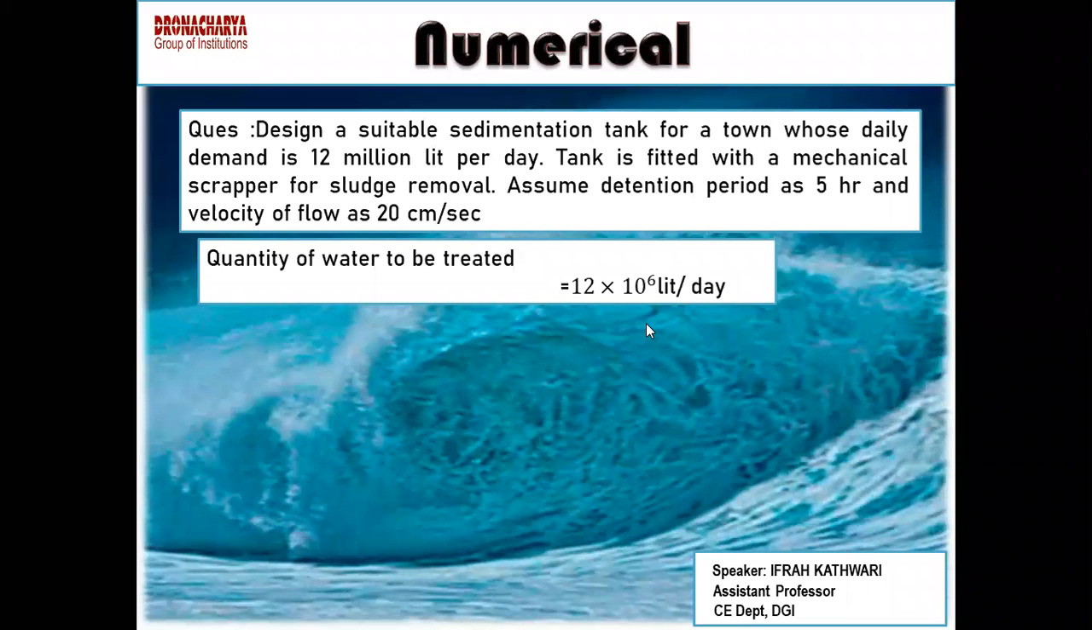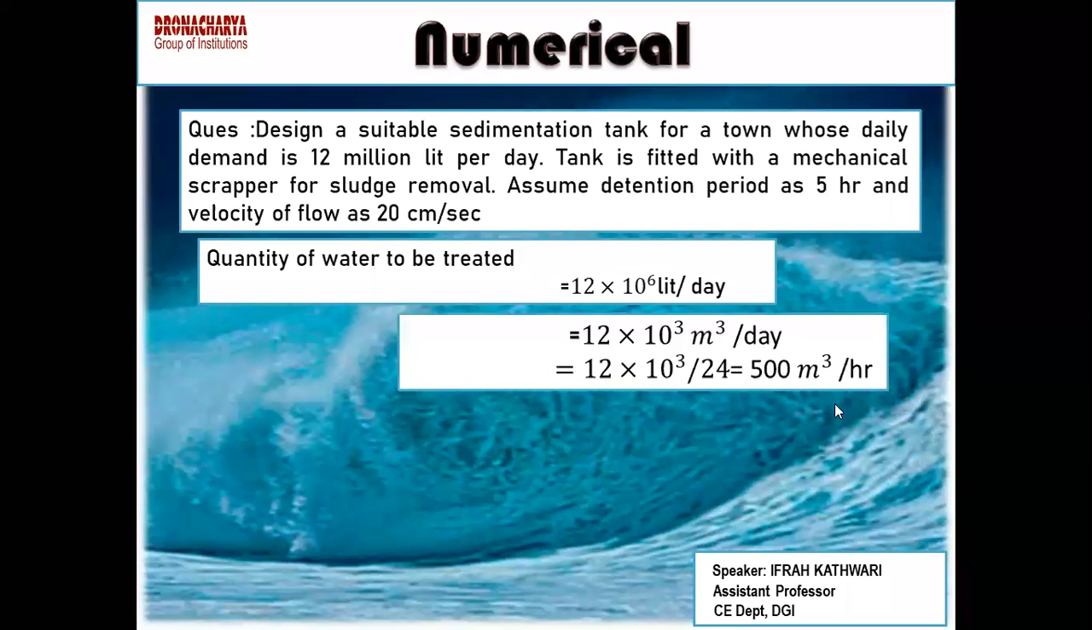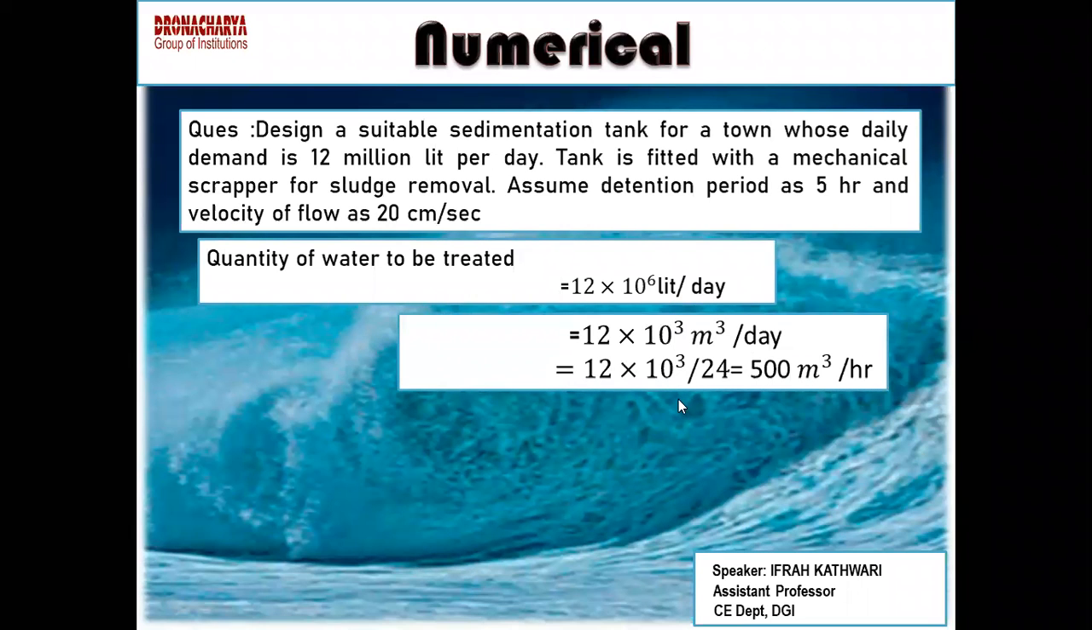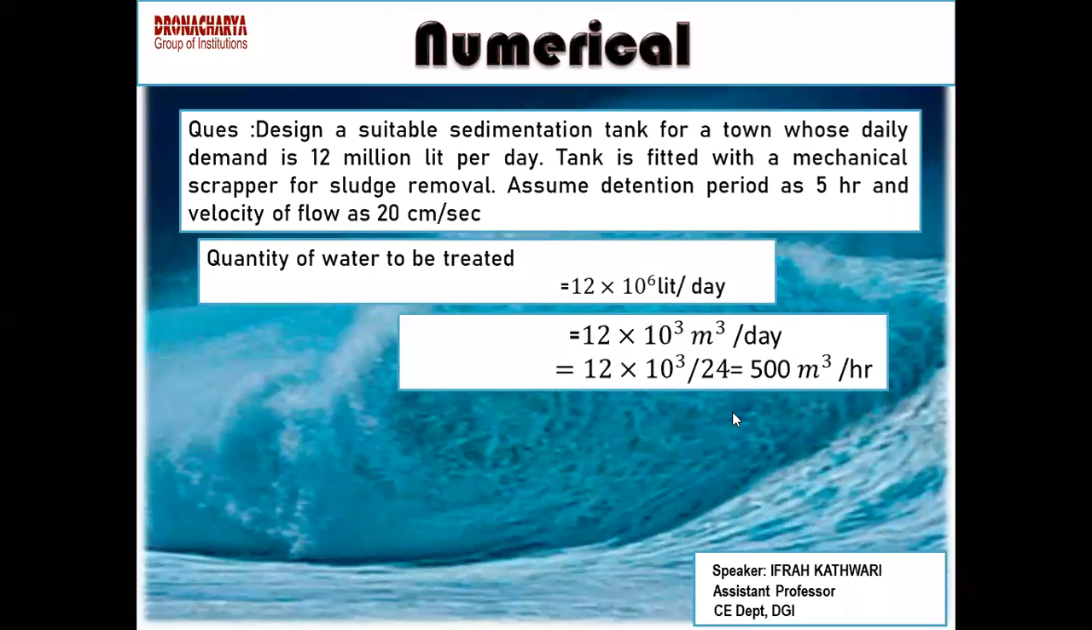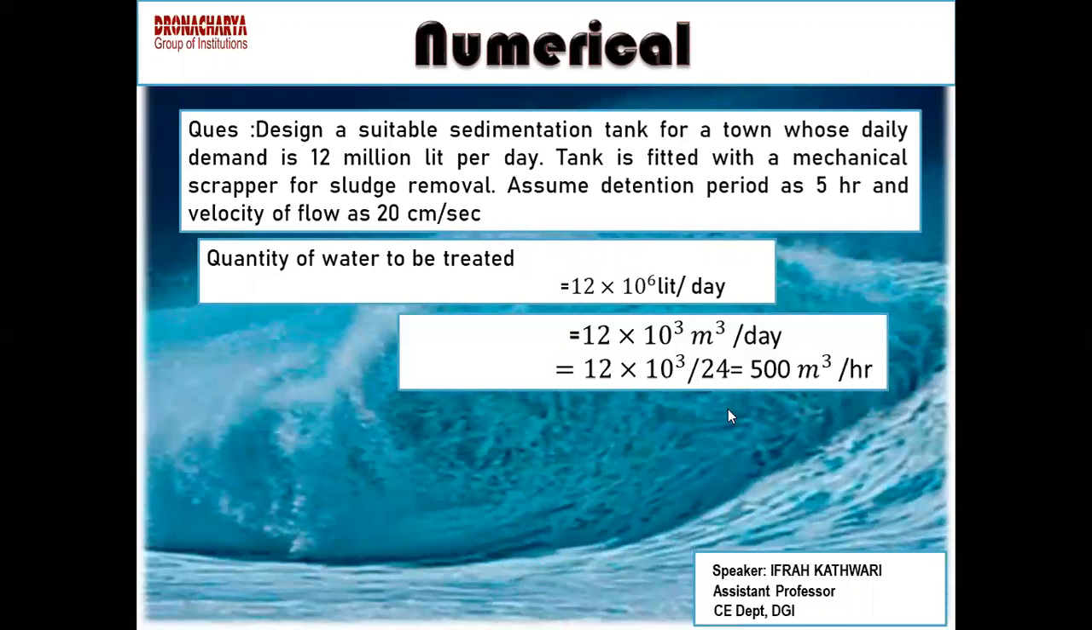Then we have to convert it to meter cube, and keep it in meter cube per hour. So in that case I came up with 12 into 10 raised power 3 upon 24, which is 500 meter cube per hour. So moving on, we got the quantity of water.